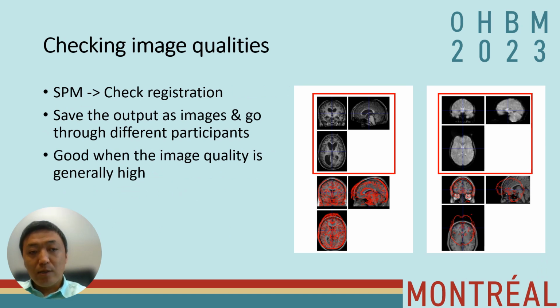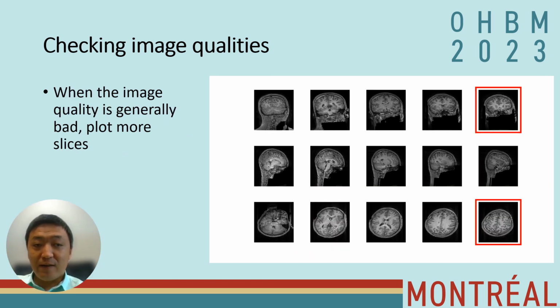In SPM, you can use the check registration functionality to plot an image into three different views, in this case, coronal, sagittal, and axial views. You can also save this output as an image so that you can go over all the subjects very easily. I think that usually it is sufficient to use this plot to check the quality if the quality is not too bad. And of course, if you identify that the quality is really bad, or you see that a lot of subjects have quality issues, you may choose to plot more slices from different views so that you can identify those quality issues.